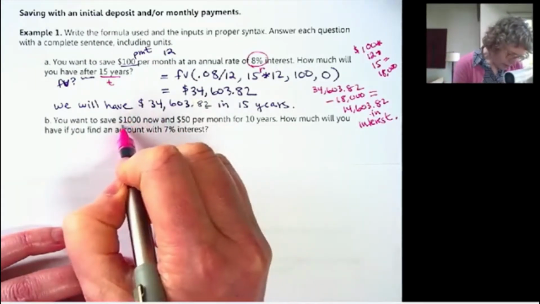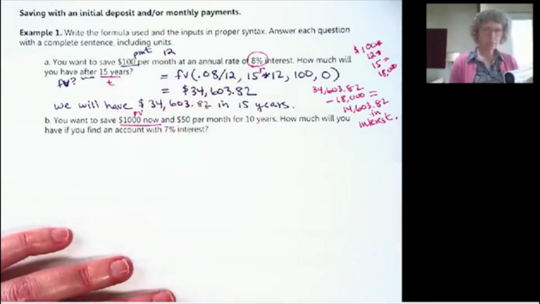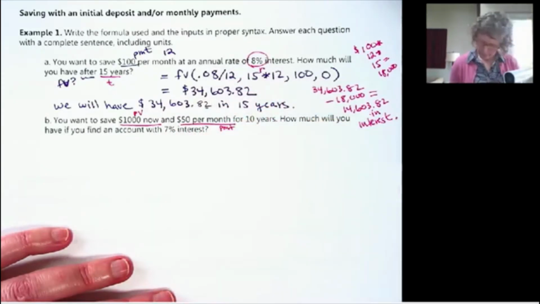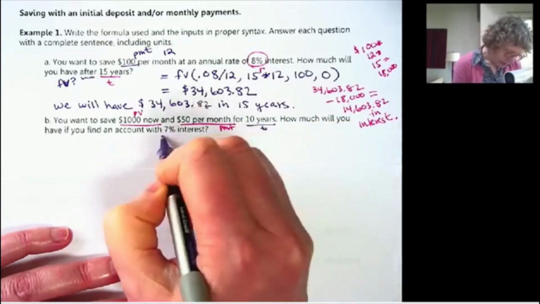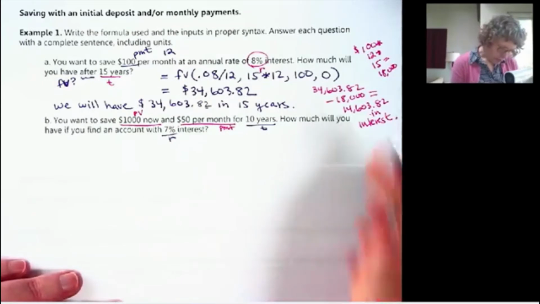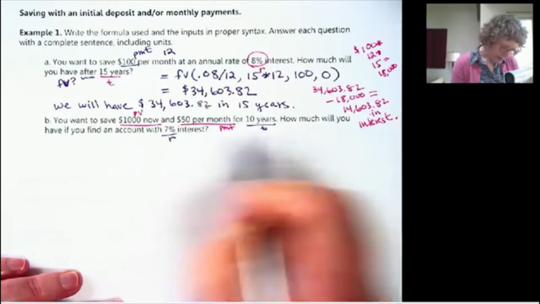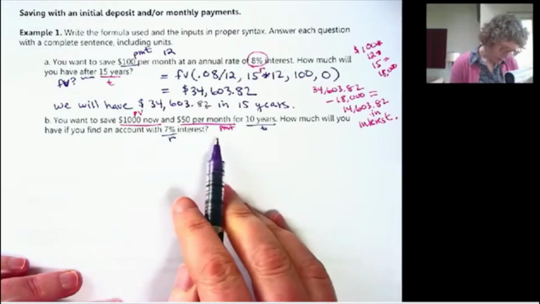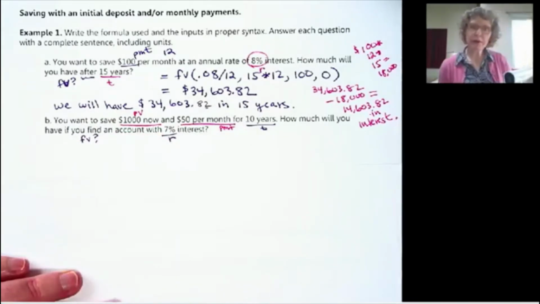Okay, so 1,000 now, that's my present value. 50 per month, that's my payment. 10 years is my time. And we've got our rate, okay? How much will you have? So this is implying, even though it doesn't say, it's implying this is in the future. How much will you have in the future if you find an account with 7% interest after 10 years? So our future value is what we're trying to find.